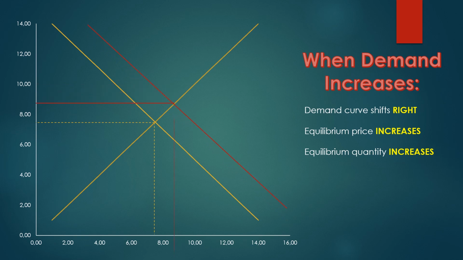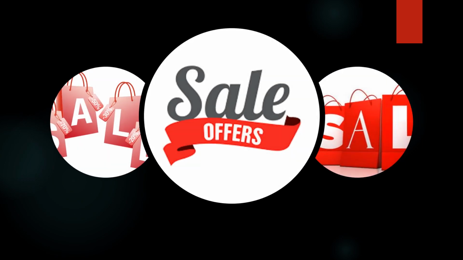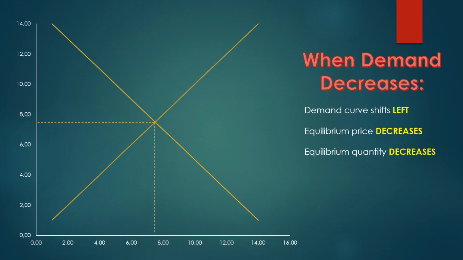So this would cause the demand curve to shift rightwards, causing the price to go up and causing the equilibrium quantity to increase. Now, what happens sometimes when you see that there is a sale going on? Probably this is because there's not enough buying, leading to a drop in prices. So basically there's a drop in sales, which means there's a decrease in demand. So the demand curve shifts to the left, causing a drop in equilibrium price and also a drop in equilibrium quantity.